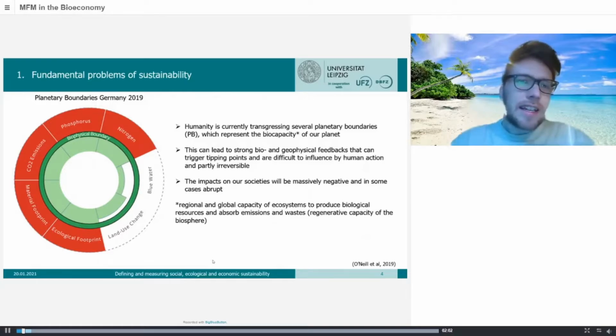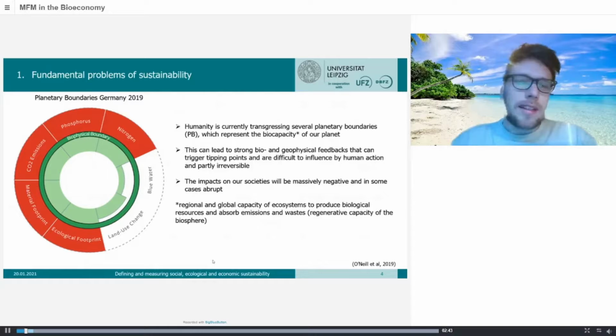So on the left-hand side, you can see the planetary boundaries in Germany in 2019. And what is obvious is that we in Germany, but also as humanity or globally, are currently transgressing several planetary boundaries. For example, in Germany, we transgress all planetary boundaries except land use change and blue water. But of course, we have a much too high ecological footprint. We have a much too high material footprint, the CO2 emissions, of course, phosphor, nitrogen. So all those planetary boundaries are transgressed.